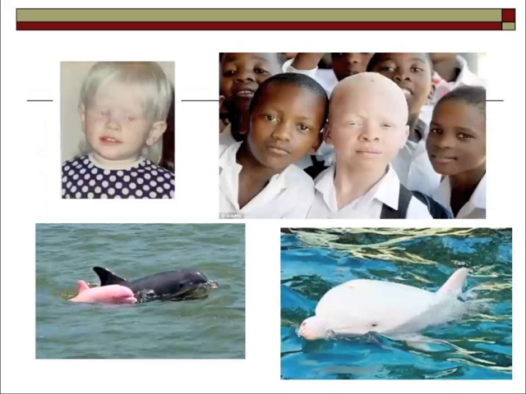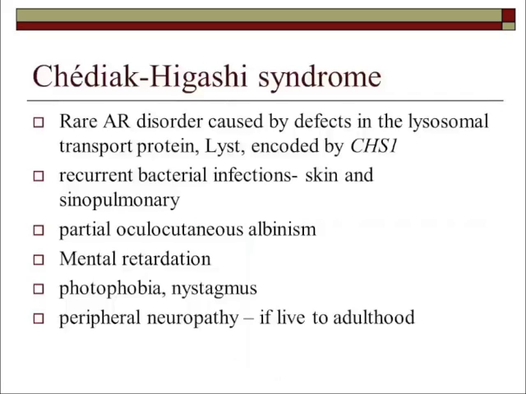So what do these kids and animals have in common? Yep. So, albino dolphins. I've never seen one before. Well, that's supposed to be albino. But yeah, basically. So this is going to be our lead into Chediak-Higashi syndrome.